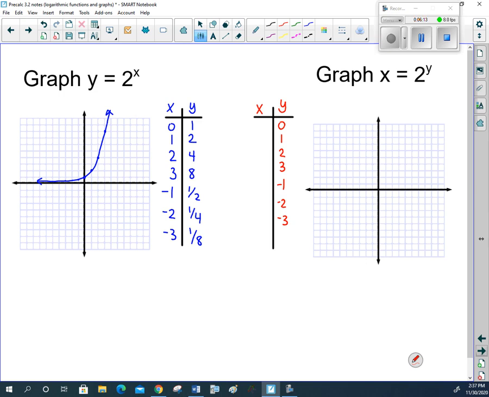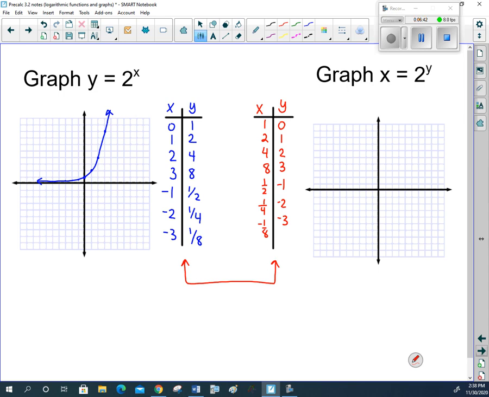If I put a 0 in for y, then that means x is 1. If I put a 1 in for y, x is 2. If I put a 2 in for y, x is 4. If I put a 3 in for y, x is 8. If I put a negative 1 in for y, x is a half. Negative 2, it would be 1/4, and negative 3 would be 1/8. So notice there's a relationship here between those two.